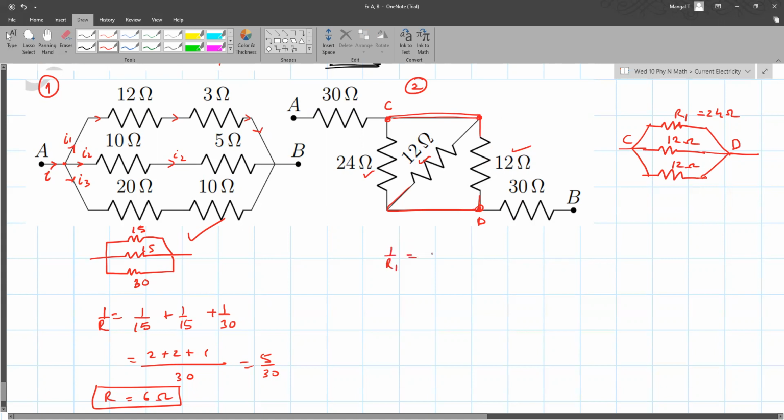So the effective resistance will be 1 by 24, 1 by 12, and 1 by 12. So this is 1, 2, and 2. So this is 24 by 5. 5 fours are 20, so this is 4.8. So now this is 30, 30, and whatever this whole thing is, 4.8. So it's like 30 ohms, 4.8, and 30 are in series.